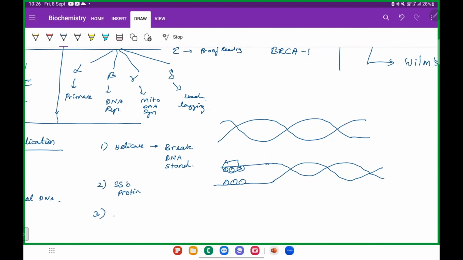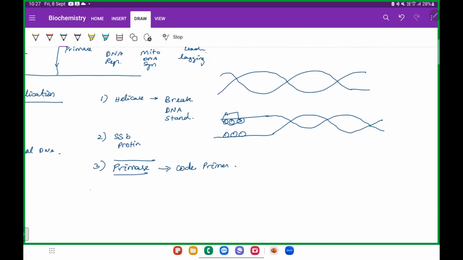The third one is going to be your primase. What is primase? Primase is the one that codes for your primer. So what is this primer? The primer is the one that helps in starting the formation of your DNA. It is going to start the DNA synthesis. So that is your primase.